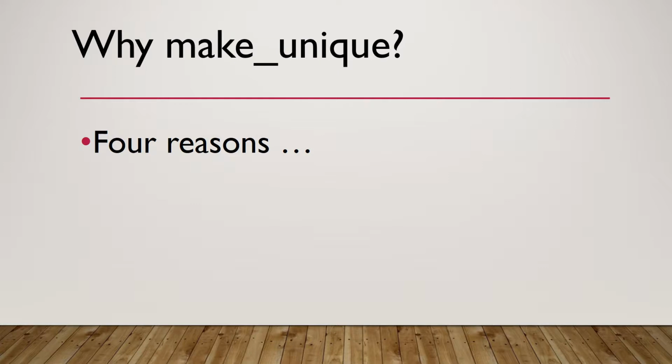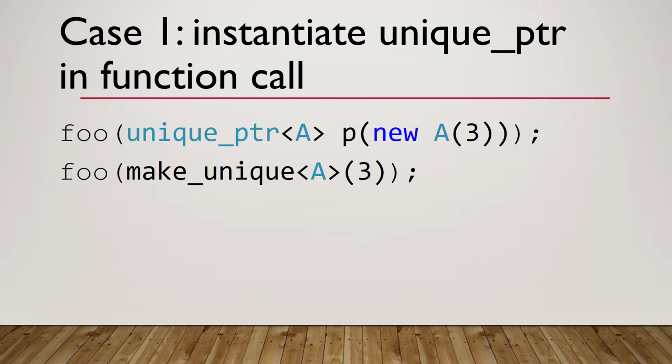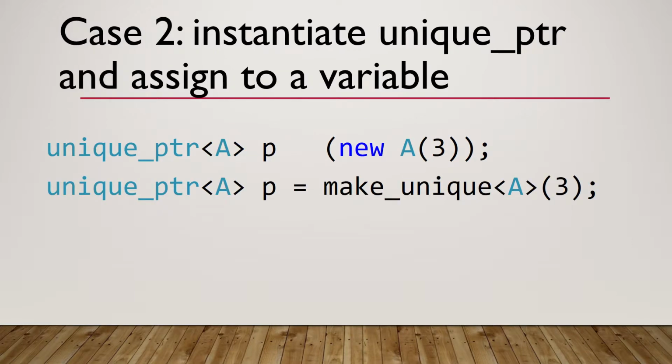Before we start, let me put 2 use cases in place. Case 1: instantiate a unique pointer in a function call with the old and new method. Case 2: instantiate a unique pointer and assign it to a variable with the old and new method.